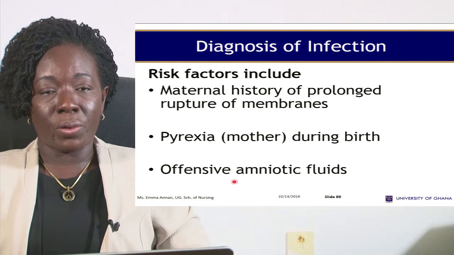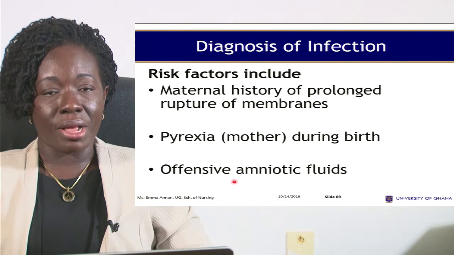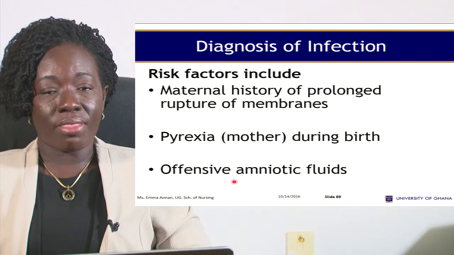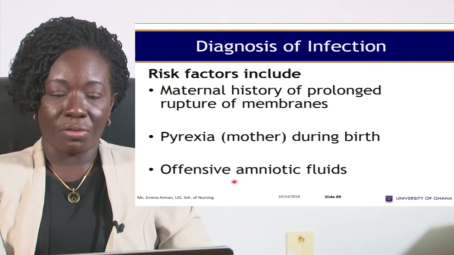Diagnosis of infection. When you are diagnosing, you should bear in mind that risk factors include maternal history of prolonged rupture of membranes. It can predispose the child to infection. When the mother has high temperature during birth, the child is at risk of having infection. When the amniotic fluid is offensive, you should know that the child is at risk.